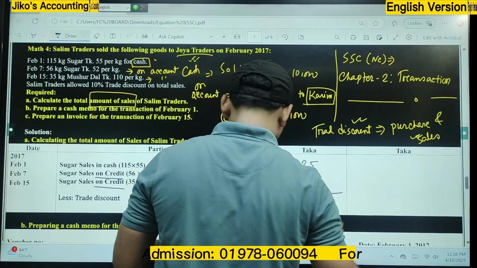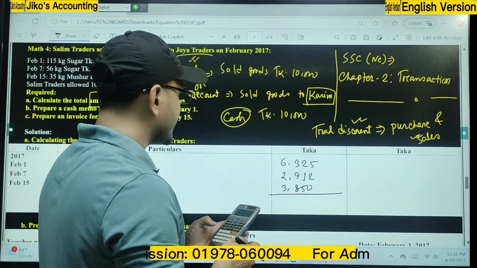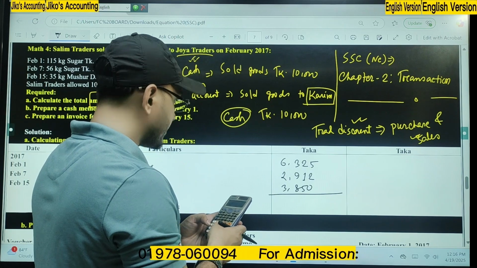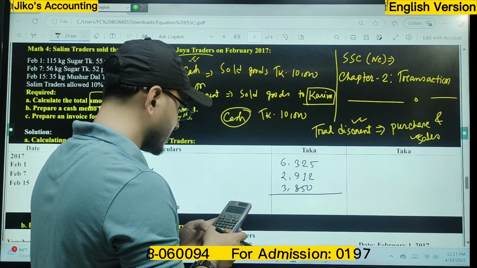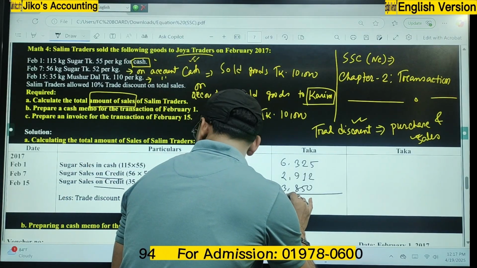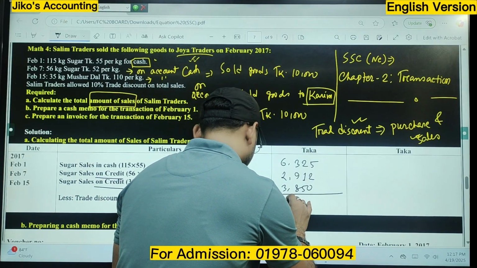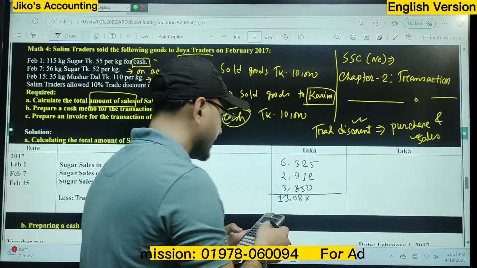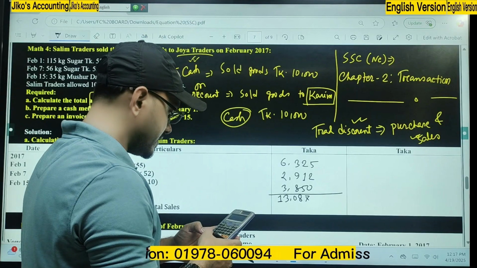3850. What is our total sales? Now add all of them. 3850 plus 2912 plus 6325. What is our total amount here? Our total amount here is 30,087. Again, I have to add all of them to cross check it.